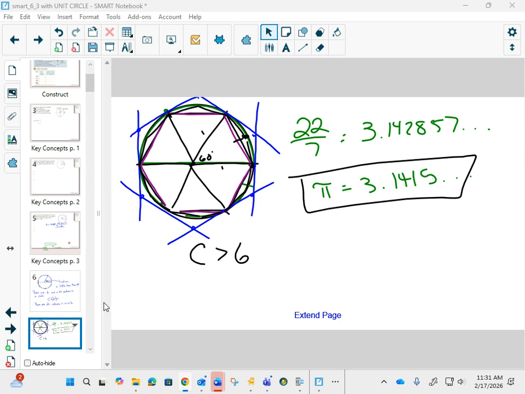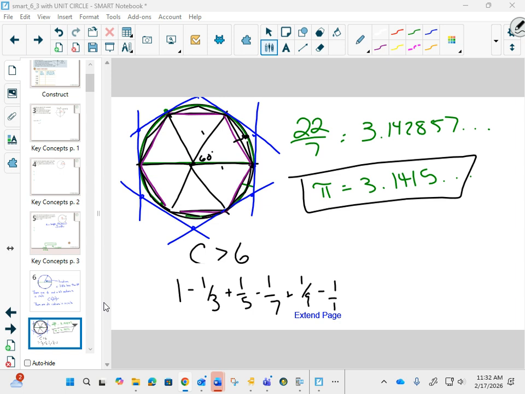This is crazy. If you do 1, okay, you ready for this? This is a really simple pattern. If you start with 1, subtract a third, but then add a fifth, but then subtract a seventh, but then add a ninth, but then subtract an 11th, and then add a 13th. And you keep going for as long as you like.